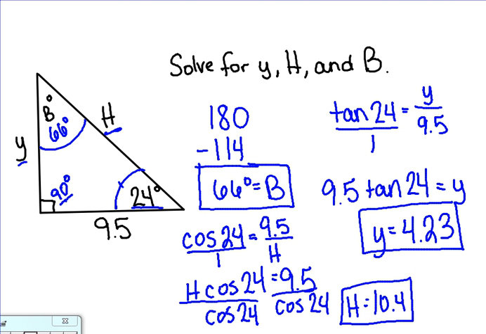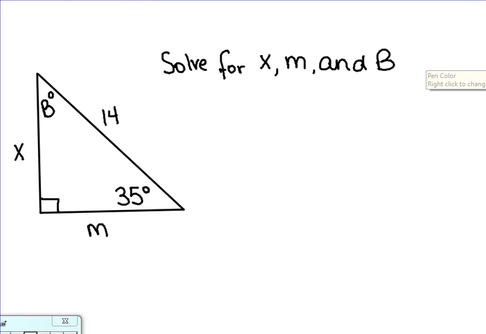Let's try a second example. In this example, we're solving for x, m, and b. Just like we did previously in the last one, we want to look to see about our missing angle first. So we're going to look at our angle B. It's the only angle that we do not know.